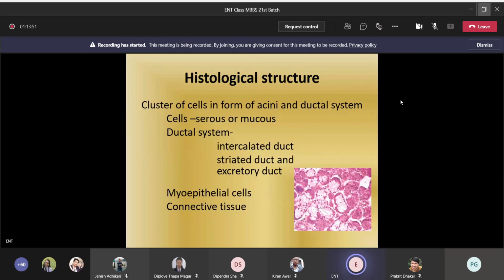Histology: clusters of cells in the form of acini and a ductal system. Cells may be serous or mucous. The secretion depends on what type of cells there are. Ductal system: intercalated duct, striated duct and excretory ducts are there. Myoepithelial cells and connective tissue will be there.